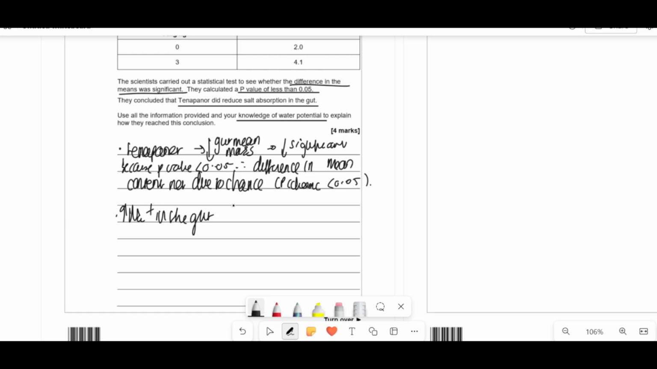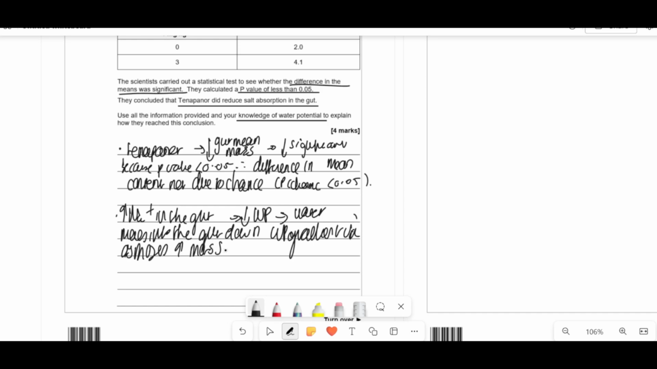And then the question's told you to link it towards water. So you should be thinking water potential. There's more Na+ in the gut. That decreases the water potential. Therefore, water moves into the gut down a water potential gradient via osmosis, and that increases the mass.